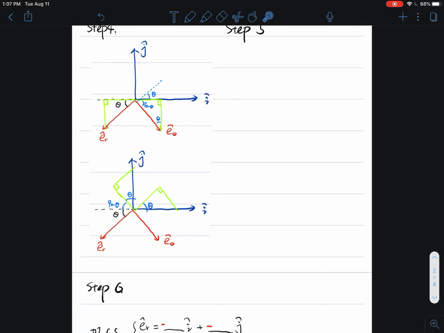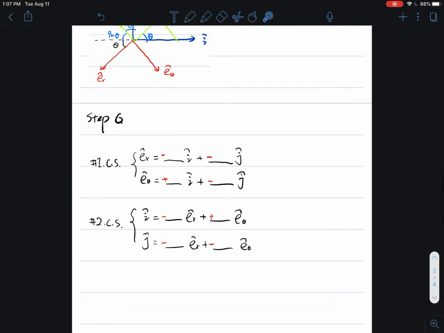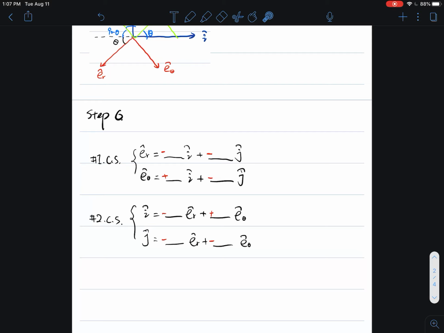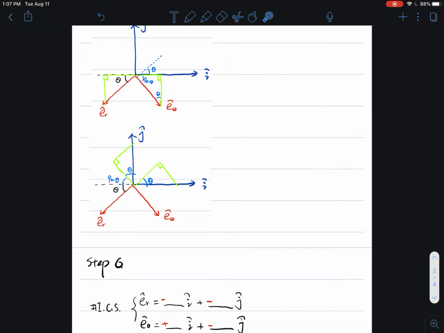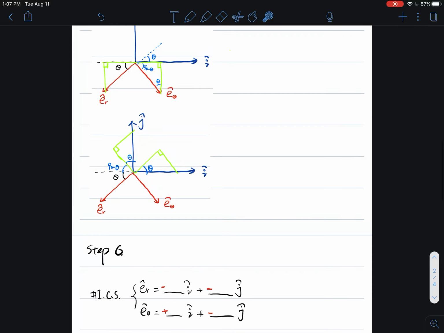All right. Now in step 6, which is our last step, we're gonna fill out the blanks. Okay, how those four triangles help us fill out the blank. Now I want to show you the bridge between the triangles and the blanks. So let's start from the first coordinate system here.